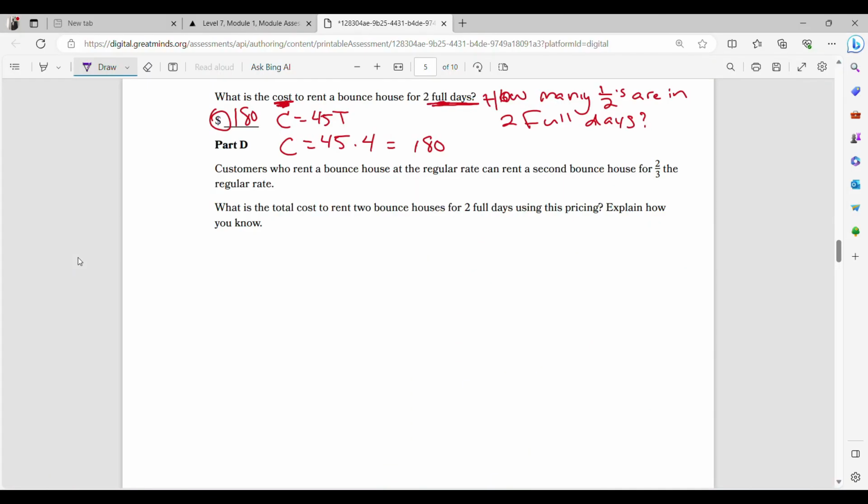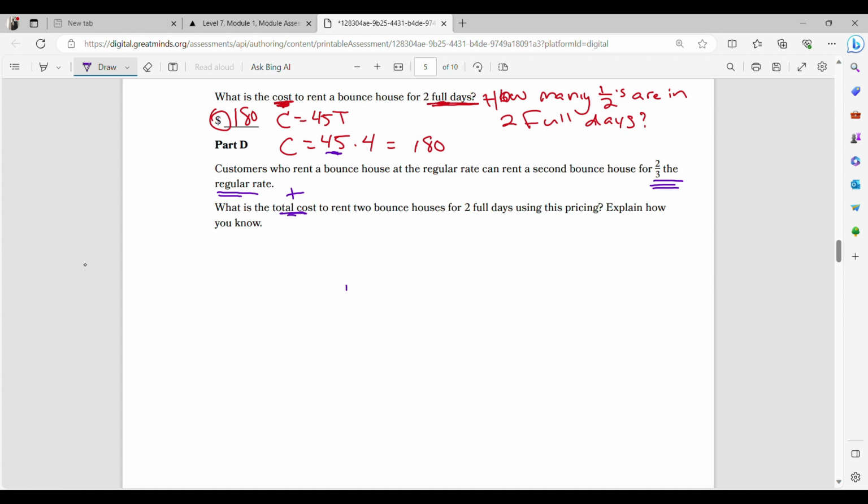Customers who rent a bounce house at the regular rate can rent a second bounce house for 2/3 the regular rate. What is the total cost? Let's do some annotations. 2/3 the regular rate. So we know the regular rate is $45 a half day. So 2/3 of that. What is the total cost? Which means you're going to add something. Total means add.